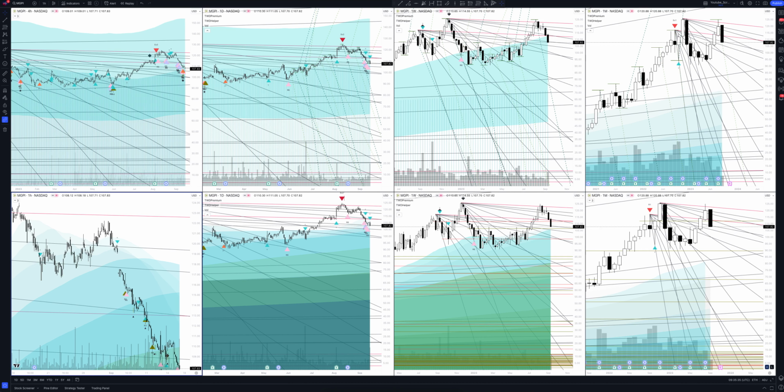Today we will take a look at MGP Ingredients stock. Let's analyze the market situation and find out how you can make money on it. Let's start.